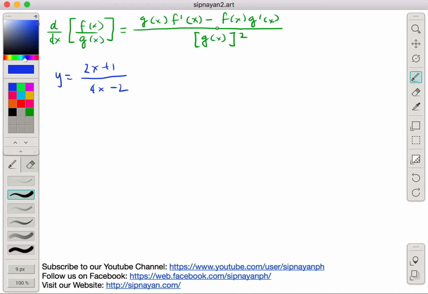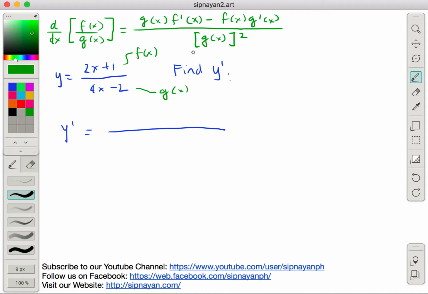So, gagamitin natin yung formula na yan to find the derivative of y. So, find y prime. Okay, so pwede nating sundin yung formula. So we have y prime is equal to, ano ba yung g of x? Alin ba yung g of x natin dito? Yung g of x natin yung denominator. Tapos yung ating f of x, yung ating numerator.